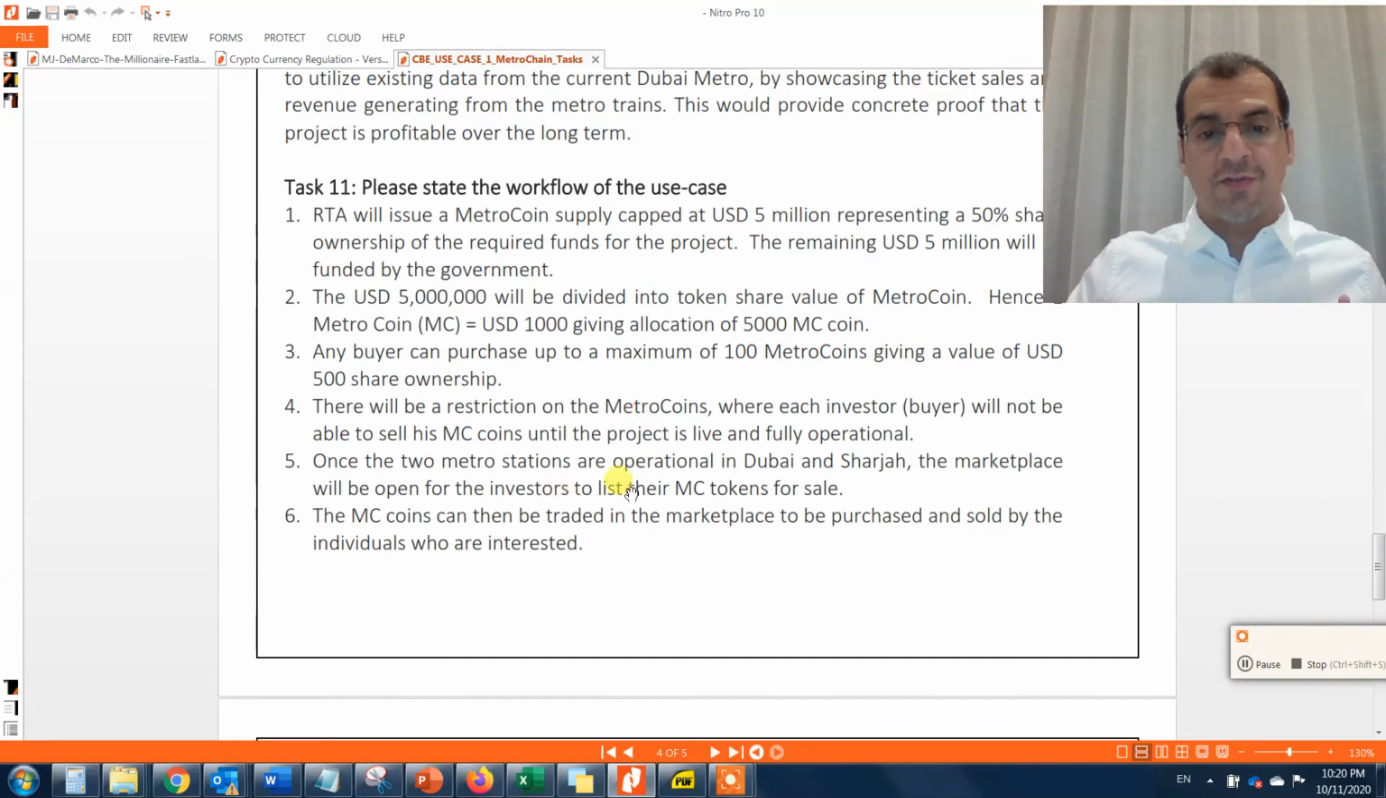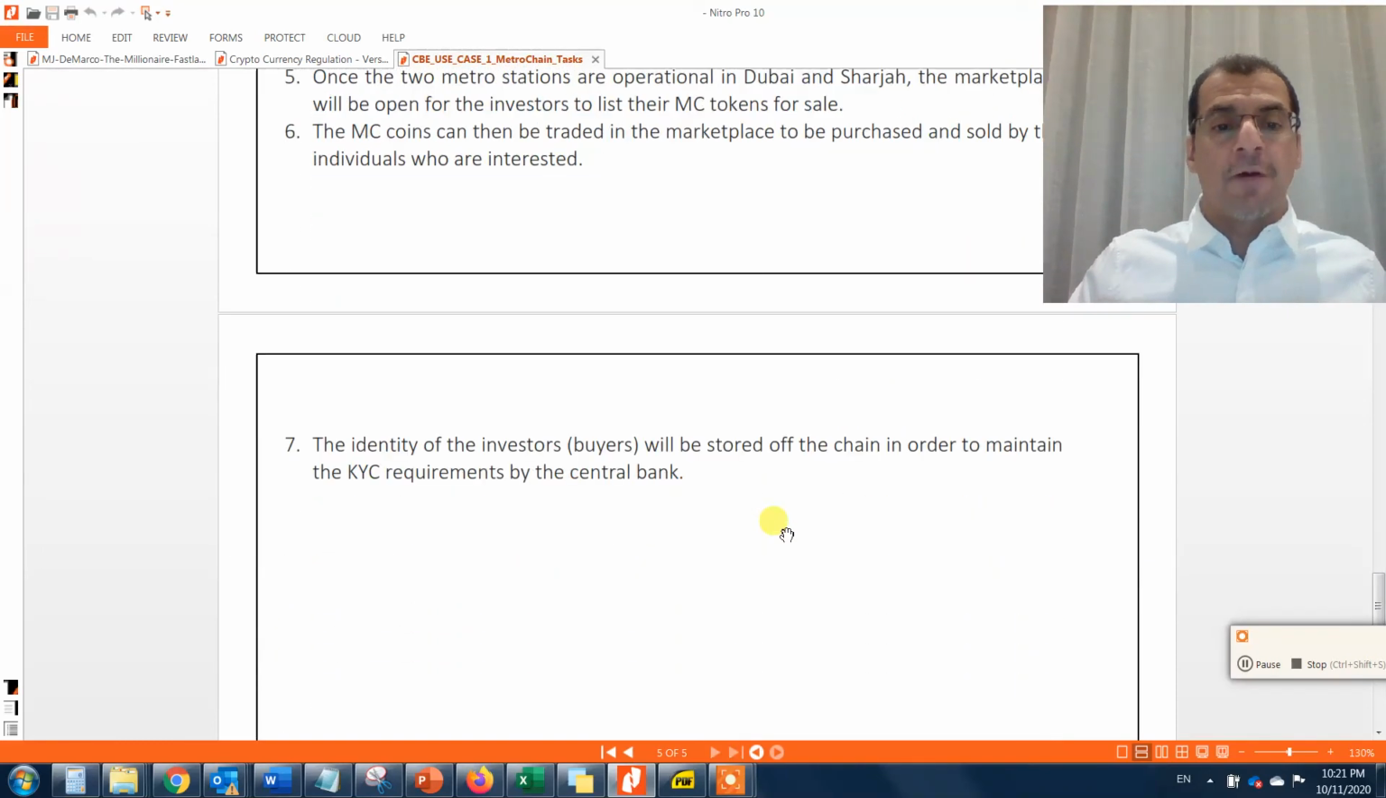Once the two metro stations are operational in Dubai and Sharjah, the marketplace will be open for investors to list their MetroCoin tokens for sale. The MetroCoins can then be traded in the marketplace to be purchased and sold by the individuals who are interested.